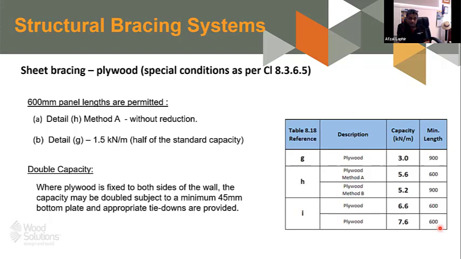Whereas it also says that detail G, which is basically the 3 kilonewton per meter plywood, you can bring down to 600. You can have a 600 unit. Then your capacity gets halved, and you can linearly adjust the capacity between half and one when you move from 600 to 900. It also talks about double the capacity. If the plywood is fixed to both sides, then you can use double the capacity. But one thing to watch out for here is it requires a minimum 45 millimeter bottom plate, and there is also an additional tie down requirement.